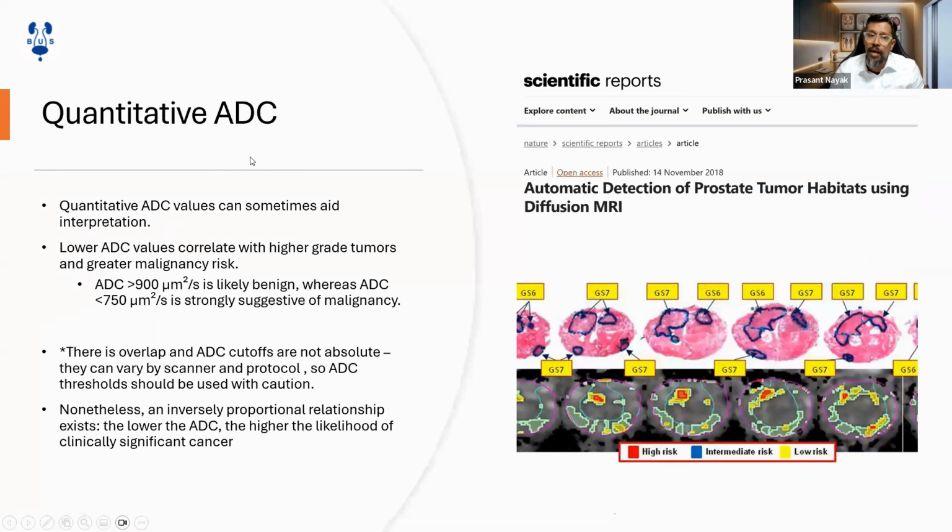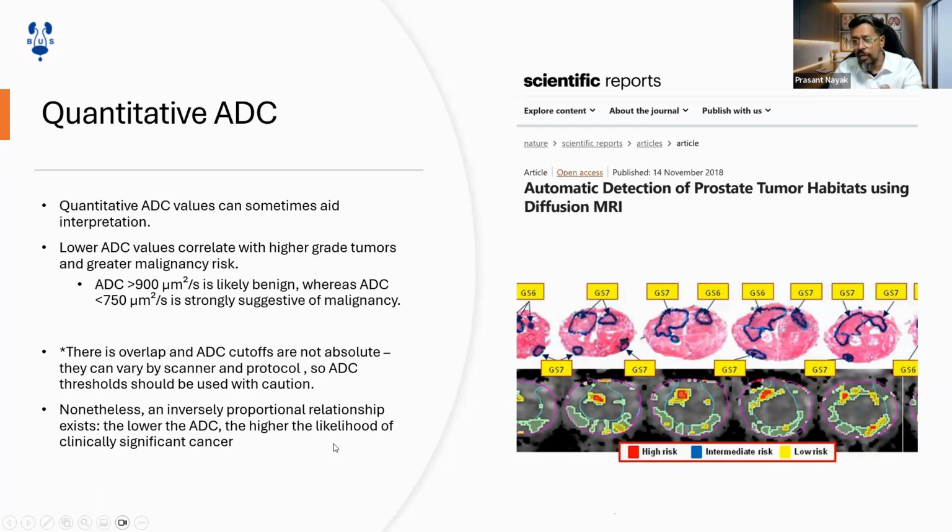Right. So there is something called quantitative ADC. When you have these ADC values, there is a way to quantify this lesion. So what is the gradient of restriction that is happening here? An ADC that is more than 900 is likely to be benign, whereas an ADC of less than 750 is strongly suggestive of a malignancy. So ADC can give you these numbers. So if the restriction is more than 900, it is likely benign. A lower ADC value is strongly suggestive of a malignancy.